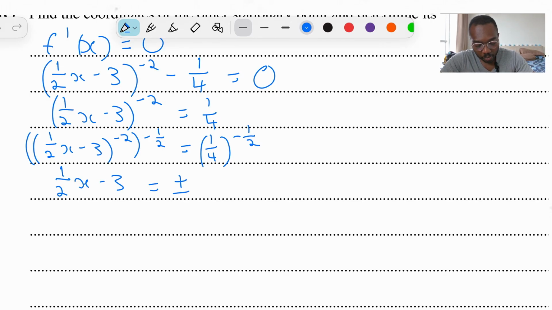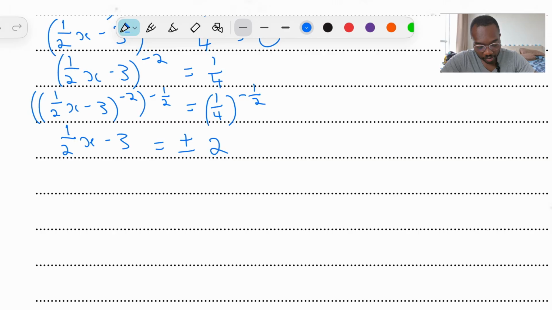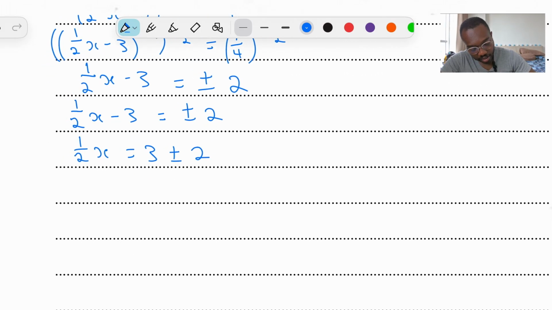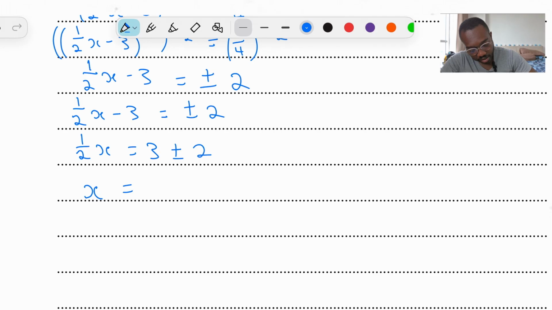So it'll be plus or minus the square root of 4, which is 2, okay? So we worked that out, so that's that one done. And now that we've done that, it's a half x minus 3 is equal to plus or minus 2. Okay, I just rewrote the same thing. Therefore, that is just a half x is equal to 3 plus or minus 2.